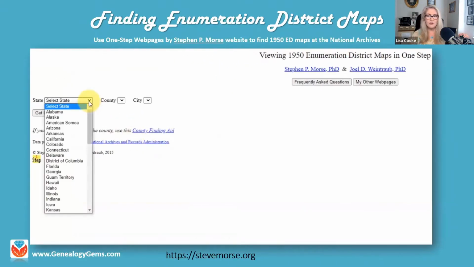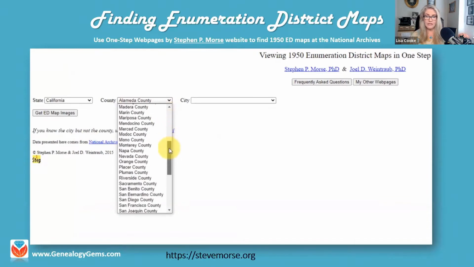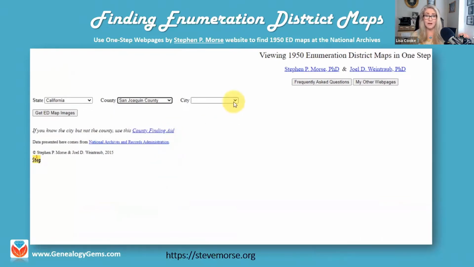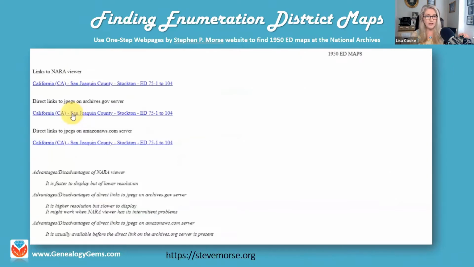If you come to his ED tool finder and you look up the state, and then if you know the county, go ahead and put the county in here. So I'm looking at the county where my grandparents lived, San Joaquin, and then the city. If the city is listed, great. If not, you can just go to the county. Depends how populated the area was. You'll get several different kinds of links.